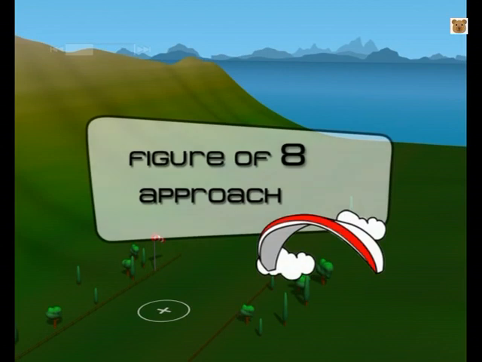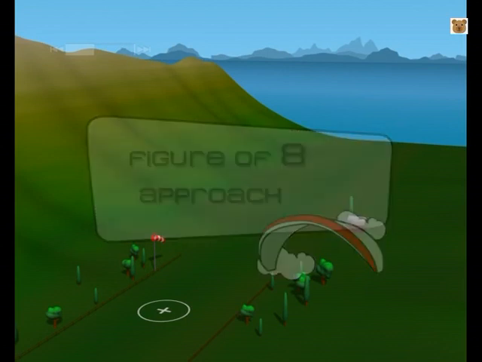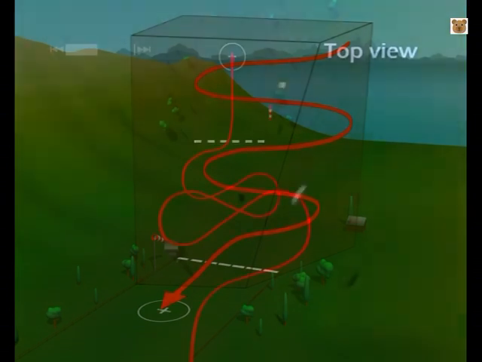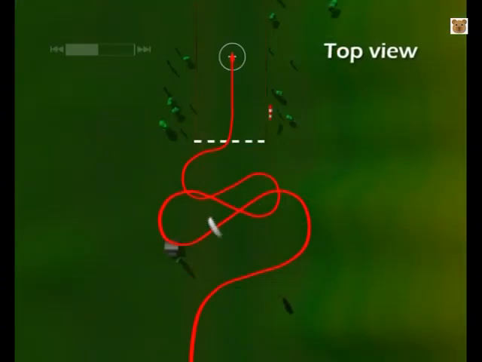A series of figure 8 turns are used to lose altitude. The 8s get smaller and smaller so that the pilot can lose altitude and get in line with the landing field before his final turn. If the pilot overshoots the landing, he can trace different sized figure 8s to reposition himself.